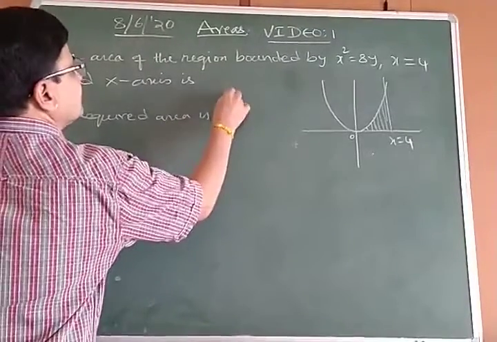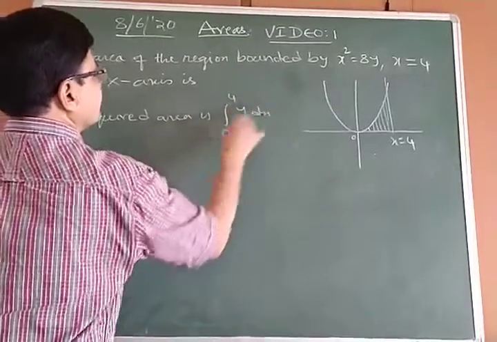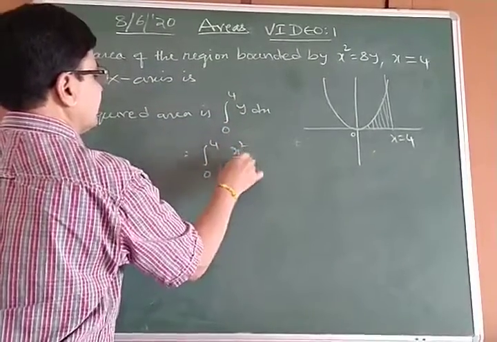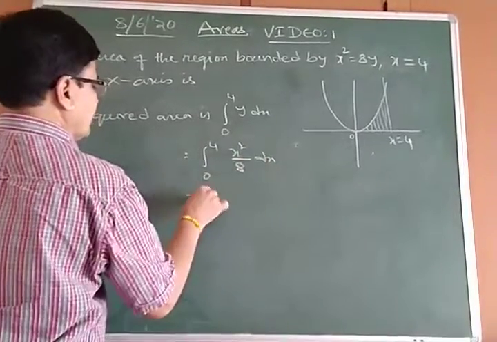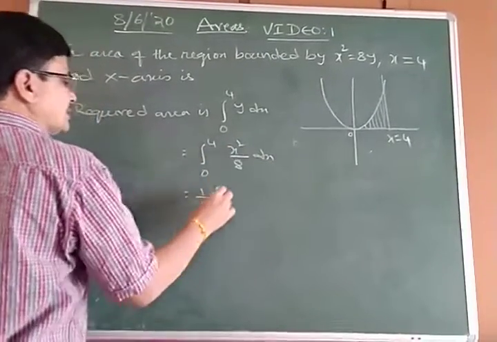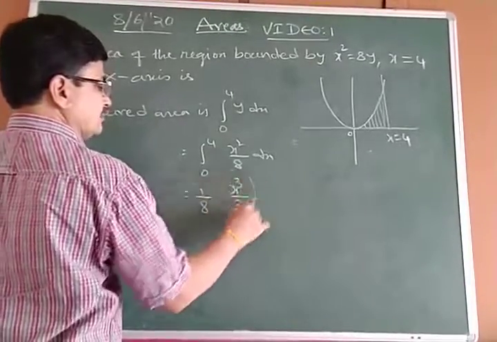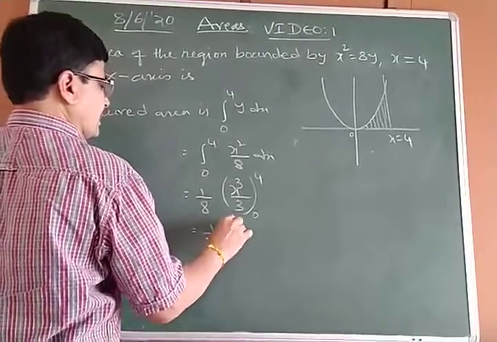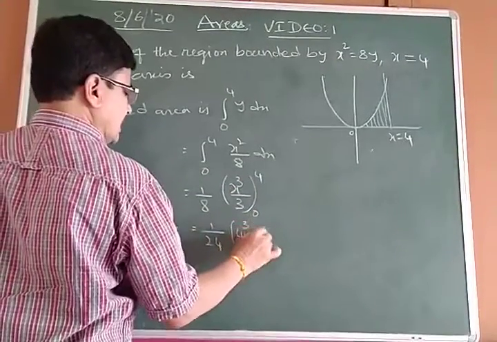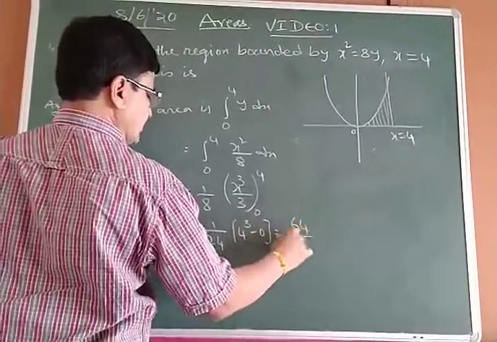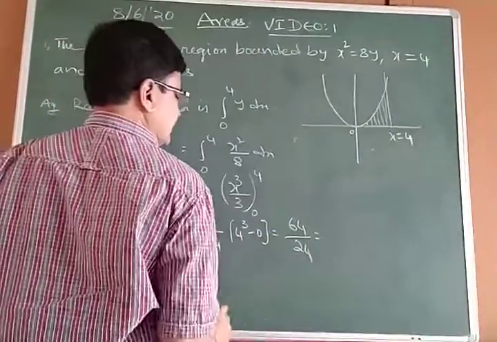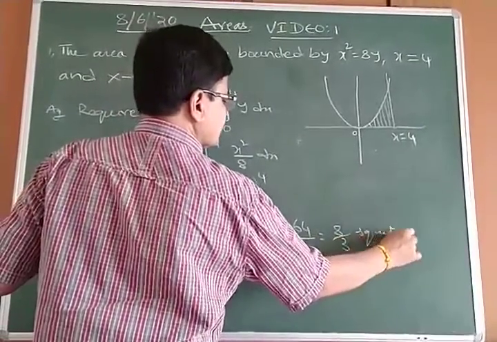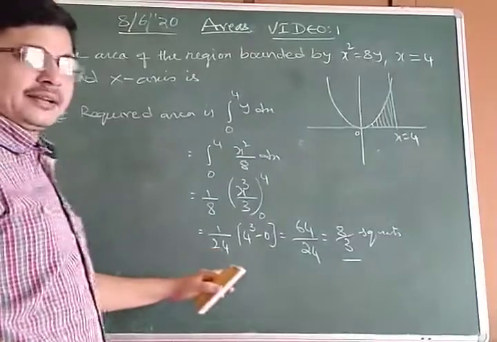So the required area is integral 0 to 4 y dx. So that is integral 0 to 4 of x square by 8 dx. Now 1 by 8 into integral of x square is x cube by 3, applying the limits 0 to 4. Now this is 1 by 24 into 4 cube minus 0. That is 64 by 24, that is equal to 8 by 3 square units. That is the required area of the curve.